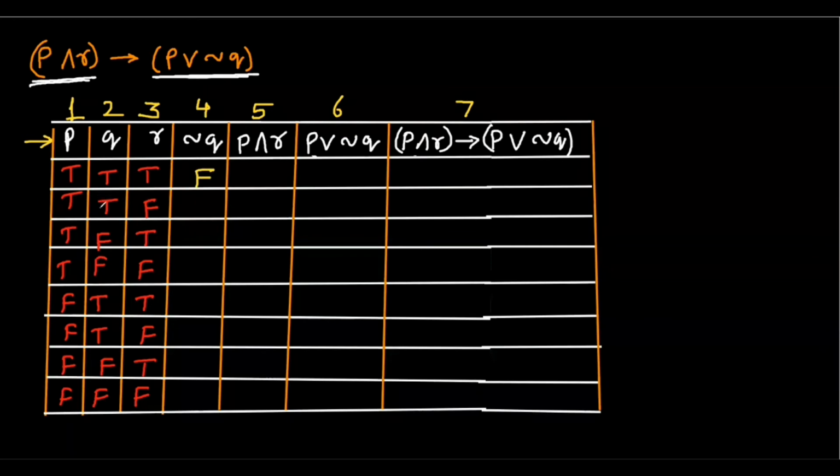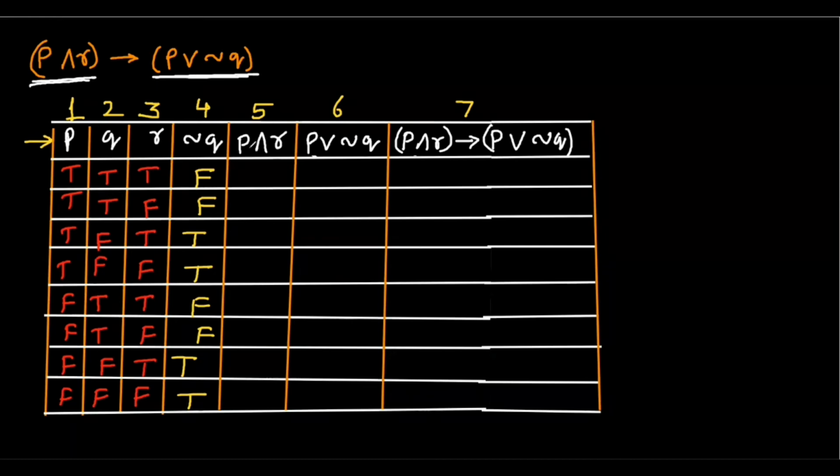See, here Q is false, so you will have true. This is false, so you will have true. Now here it is true, so false, true. So here false, false, so true, and this is also true. Done, well done.